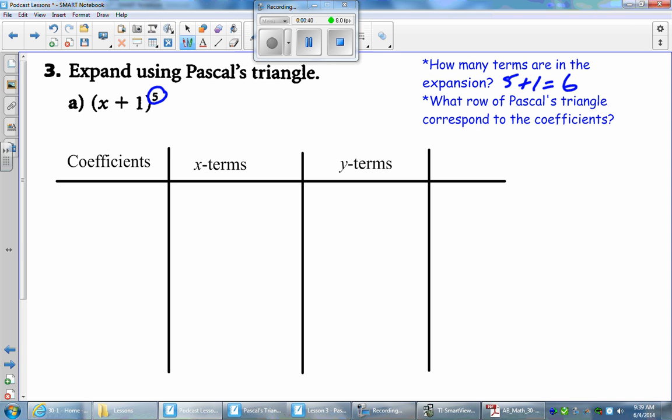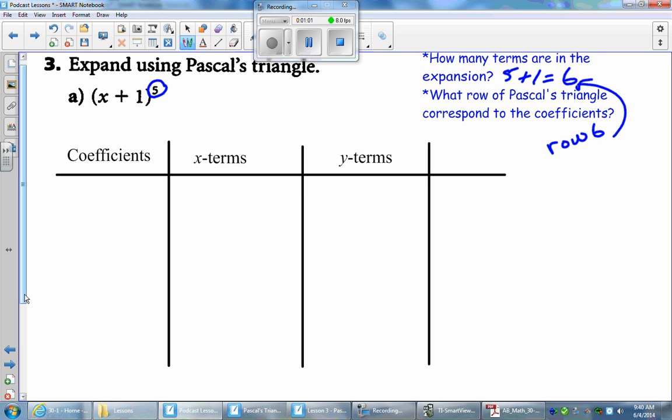And then second of all, which row of Pascal's triangle will this correspond to? The row is actually equal to the number of terms. So this is going to correspond to row 6 of Pascal's triangle. So here's a nice little table method to do a binomial expansion. You don't have to do it this way, but it's just one way of showing it. It just organizes the information a little bit better because expansions can get a little bit messy.